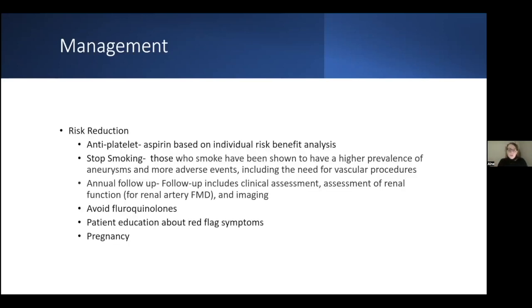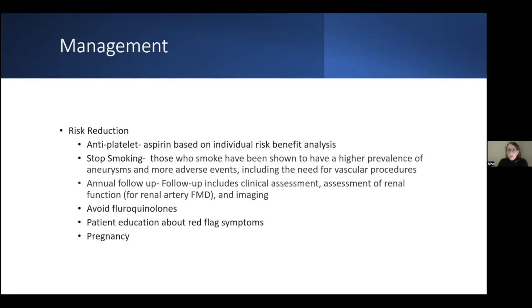In terms of risk reduction then, there's no large trial looking at the use of aspirin specifically in the setting of FMD. But we know that patients can manifest with thrombi or thromboembolic events similar to other vascular abnormalities. So it's reasonable to use aspirin in patients who are both symptomatic and asymptomatic from FMD. However, this is individualized. That means that it is based on the patient's presentation and their own individual risk and benefit in terms of an antiplatelet agent.